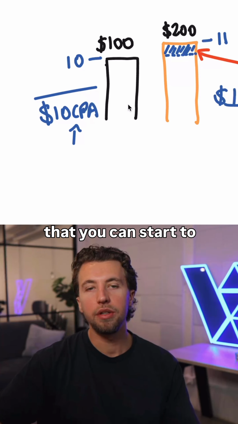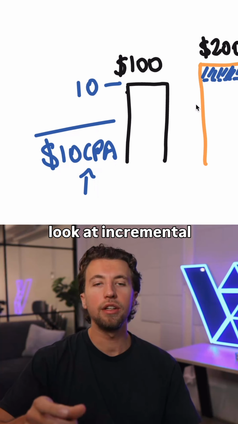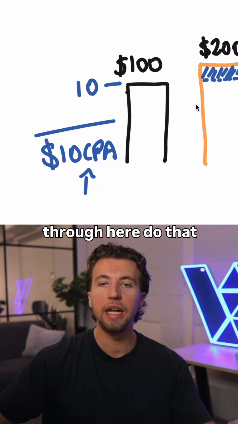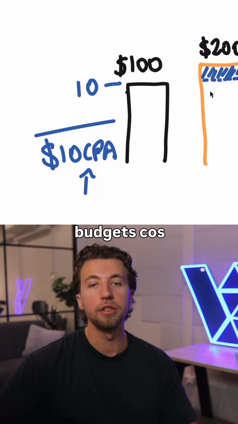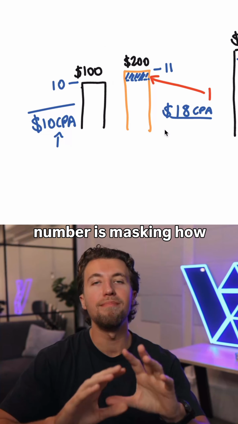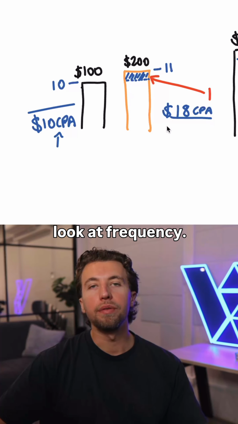Now, one of the best ways that you can start to identify this is, number one, when you're doing budget increases on retargeting, look at incremental conversion attributed lift. Okay, that's the first thing. What we've walked through here, do that every time you increase budgets, because people don't do that. They just look at the blended number and they call it a day, but the blended number is masking how bad the incrementality is.